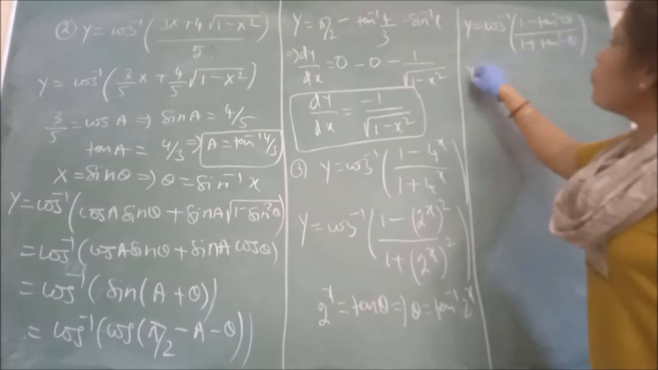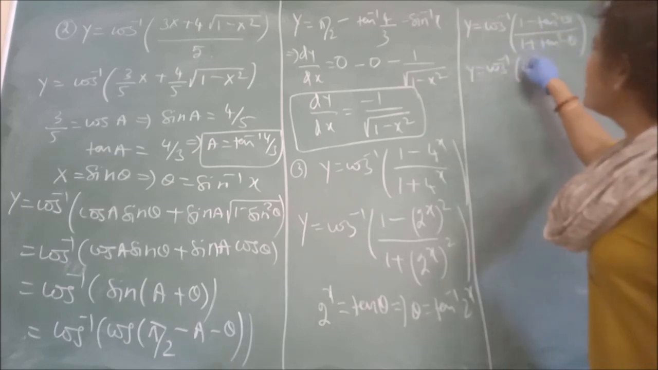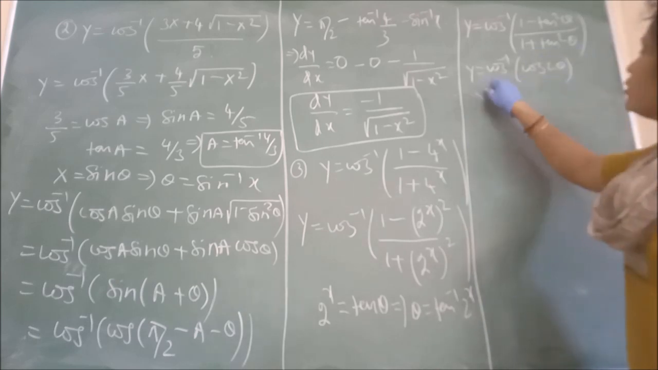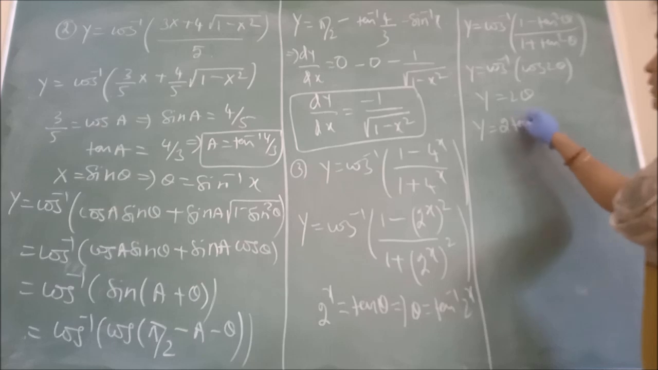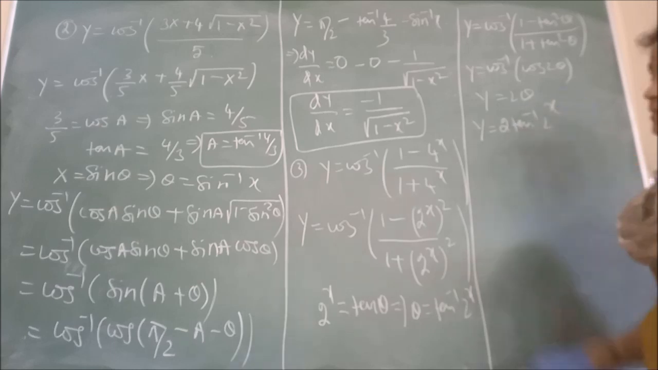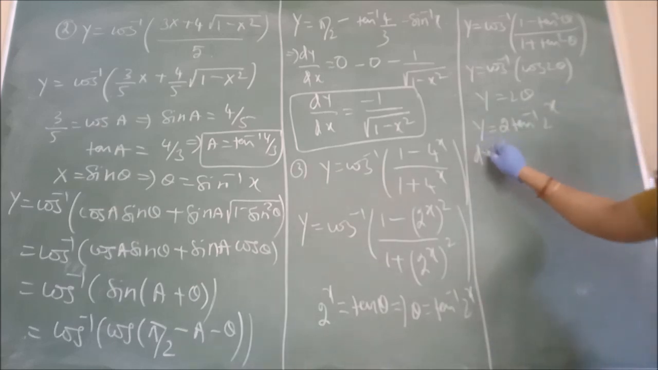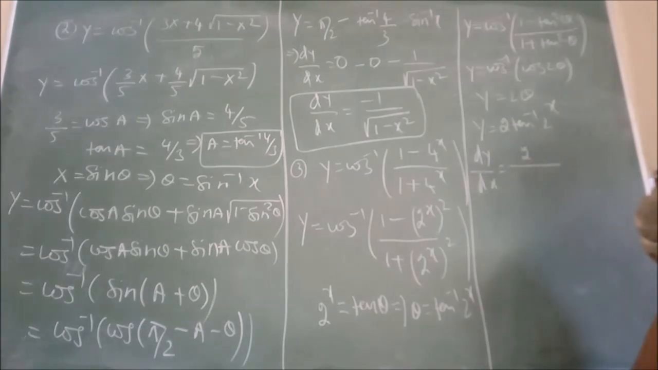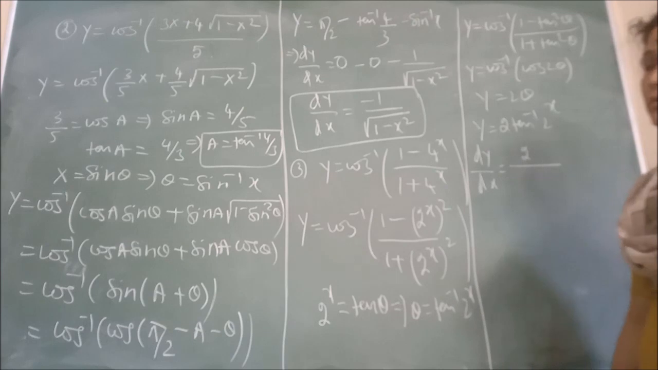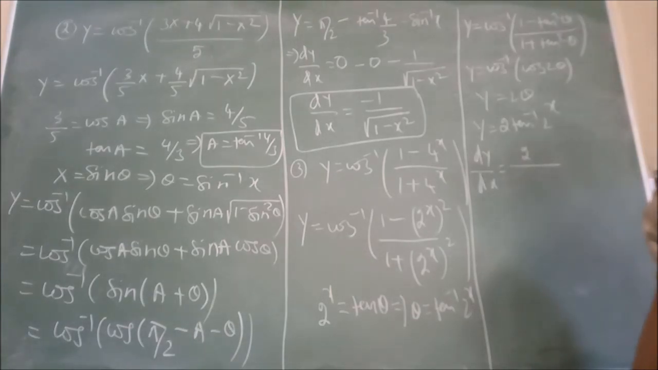Now that is y equal to cos inverse of cos 2 theta. So that is y equal to 2 theta. So that is y equal to 2 tan inverse of 2 power x. Now differentiation: dy by dx equals 2 times the differentiation of tan inverse. What is the differentiation of tan inverse x? 1 by 1 plus x square.